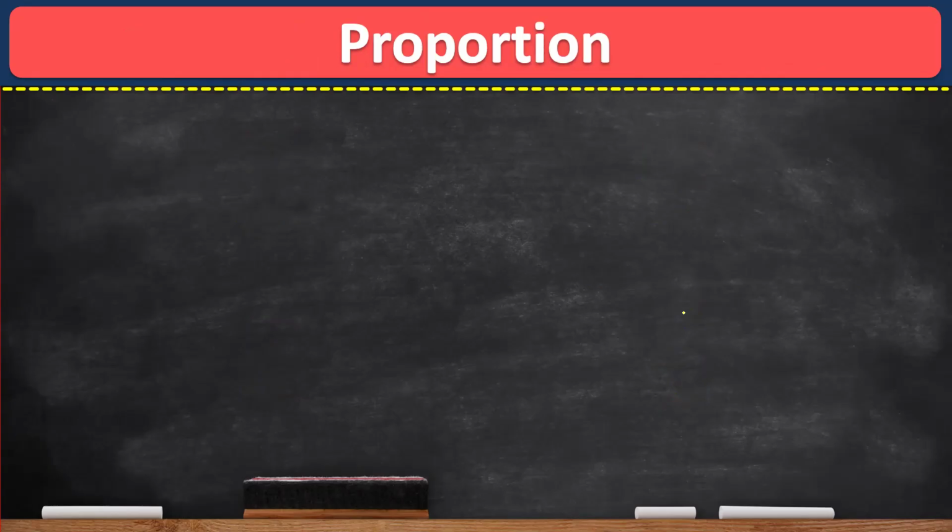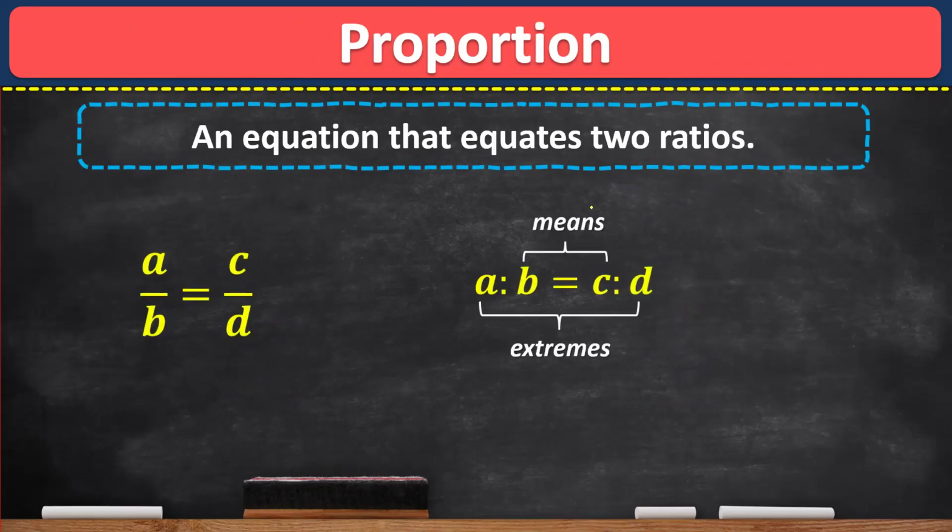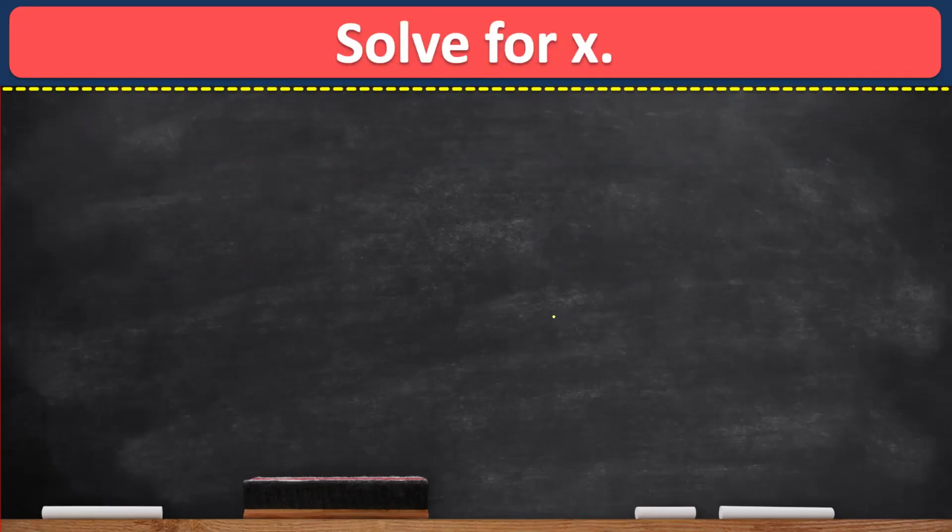Next, proportion. So when we say proportion, it is an equation that equates two ratios. Okay, so this is an example of proportion. We have here A over B is equal to C over D. Or again, we can write proportion as A to B is equal to C to D. Now, the parts of a proportion, we have the means and the extremes.